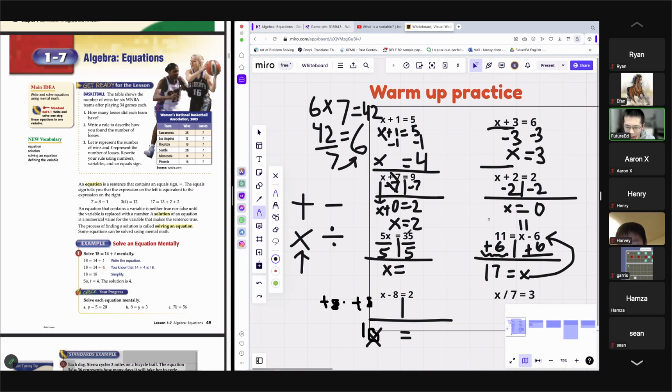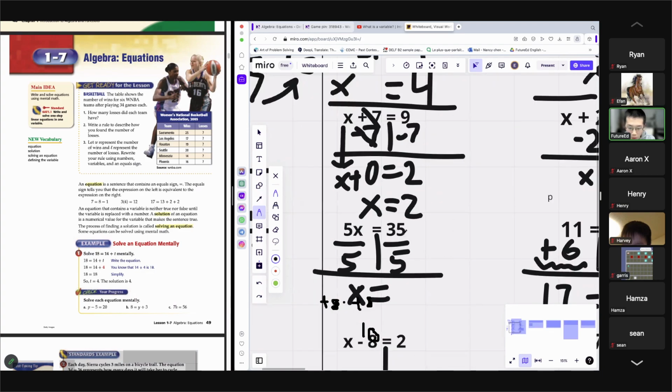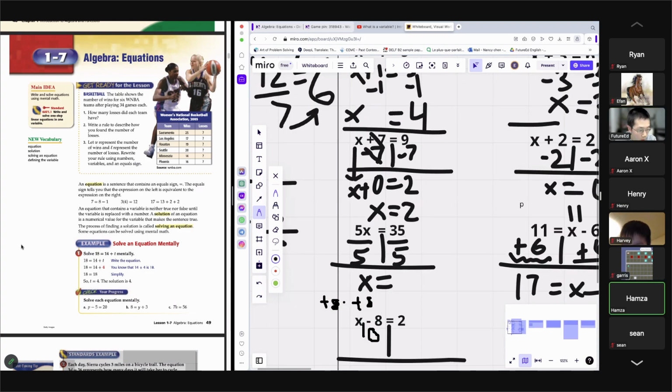And what do we have on the right side? I can't see very clearly. What do we have on the right side, Hamza? So we had 5x divided by 5 on the left side, and on the right side, I think it's 35 divided by 5. So what's 35 divided by 5, Hamza? 7. 7, correct. So x would be equal to 7.